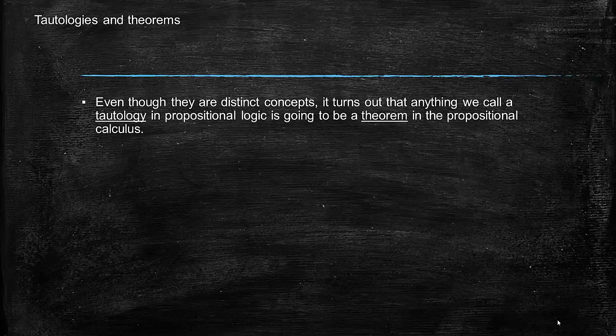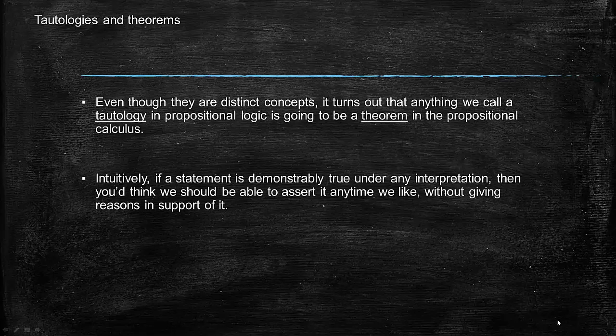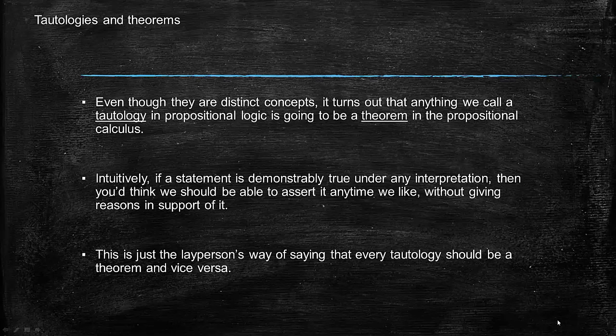So even though they're distinct concepts, it turns out that anything we call a tautology in propositional logic is going to be a theorem in the propositional calculus. If you think about this intuitively, you'd say that if a statement is true under any interpretation, if it's a necessary truth, if it's a tautology, then we should be able to assert it anytime we like, without giving reasons in support of it. That's really just the layperson's way of saying that every tautology should be a theorem, and vice versa. And we preserve that basic intuition.